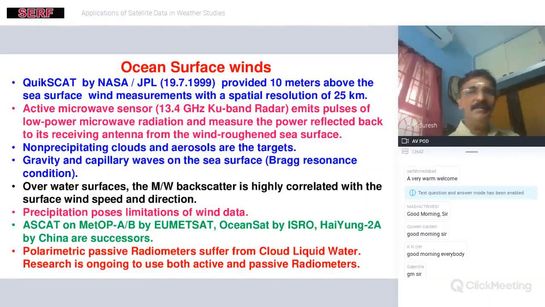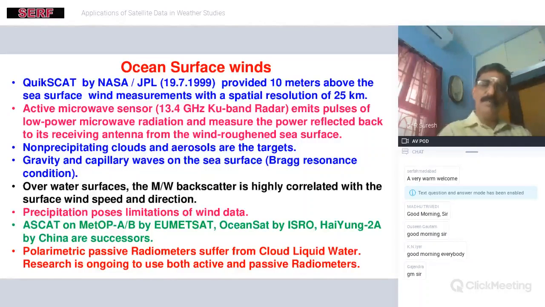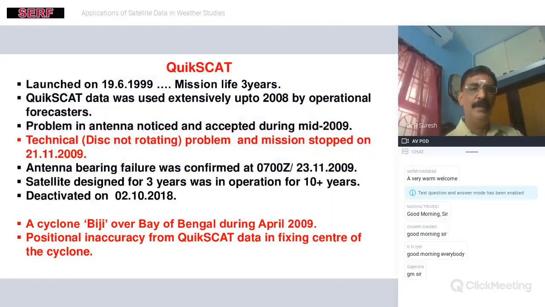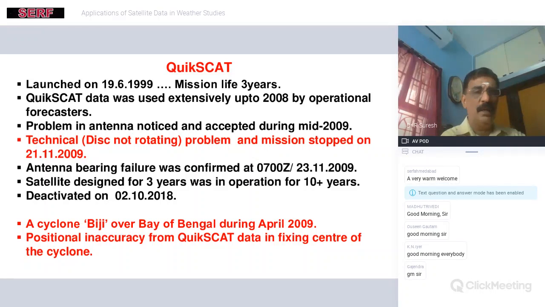It was succeeded by ASCAT on the MetOp satellites by EUMETSAT, and OceanSat from ISRO in India, and HY-2A from China as the successors. Other than the active sensor, some other thing like a passive radiometer has also been thought of by the naval defense group, and it is ongoing. It's on the cards rather. Right now, only active sensors are used for ocean surface winds. Maybe in the near future, we will get the passive sensor also. There are some sensors being worked on now.